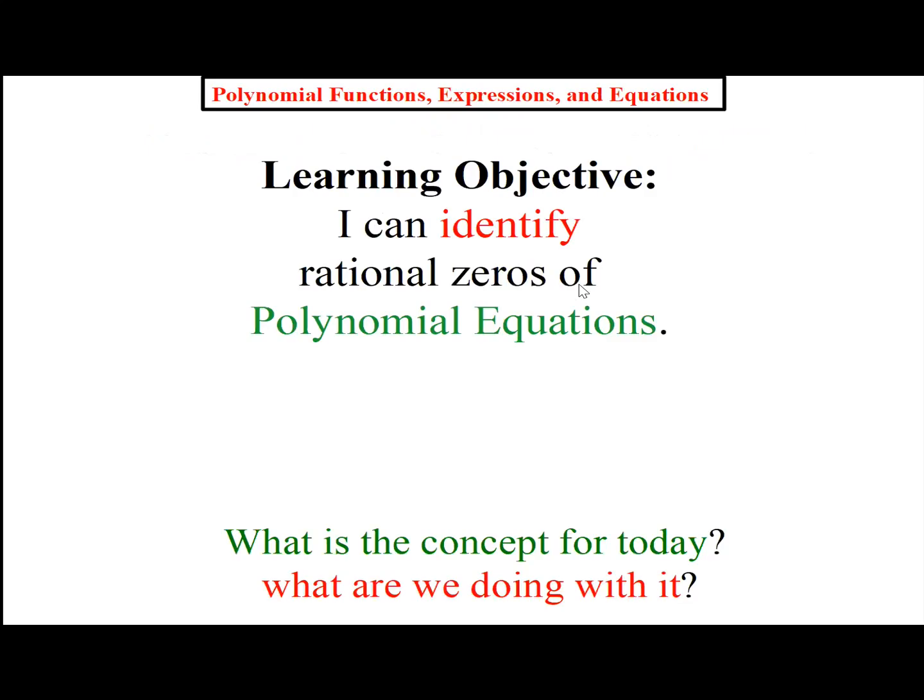So get a Cornell note ready, and we'll get started. I'll give you some time to turn that in. All right, so let's move on. Our objective for today: I can identify rational zeros of polynomial equations. If you notice, we're still on the same objective, same concept, and by now, hopefully you know what polynomial equations are.